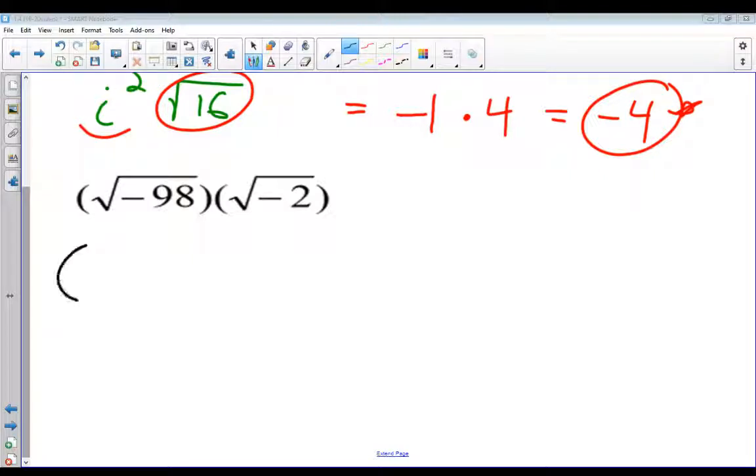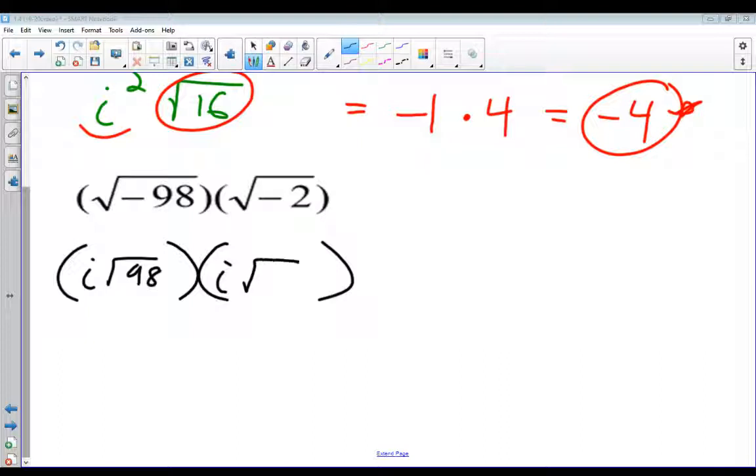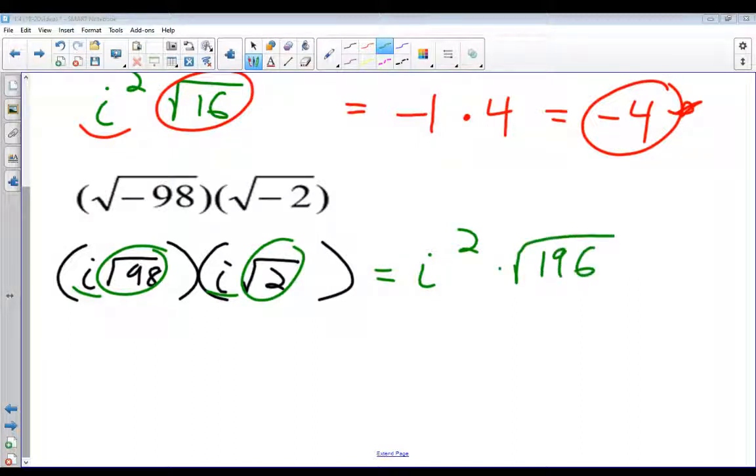Before you can do any multiplication, you have to take the two roots and rewrite them with i's. And then you multiply them together. The two i's will give you i squared. Root 98 and root 2 should give you root 196. And then from there, simplify the two parts.